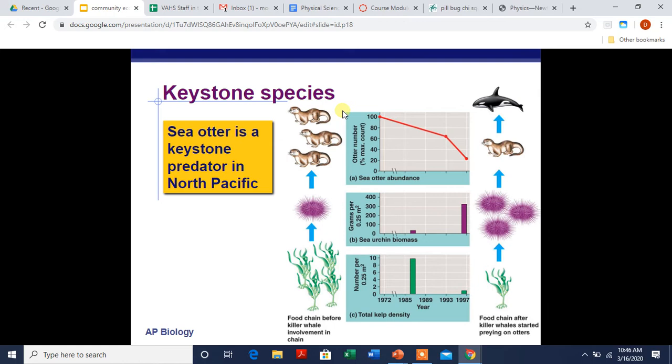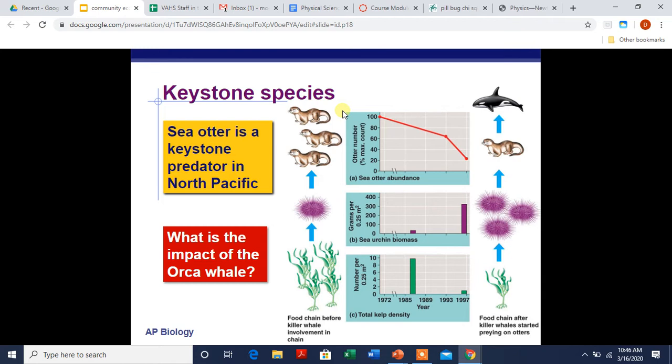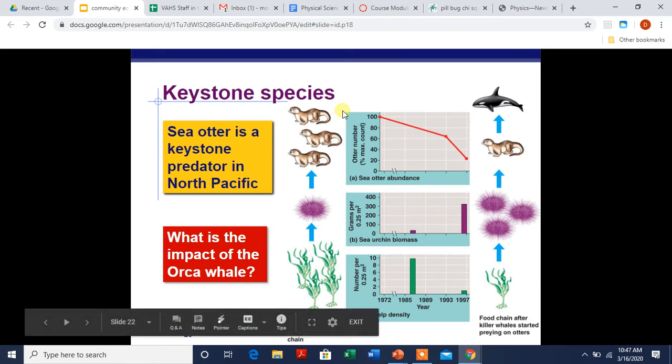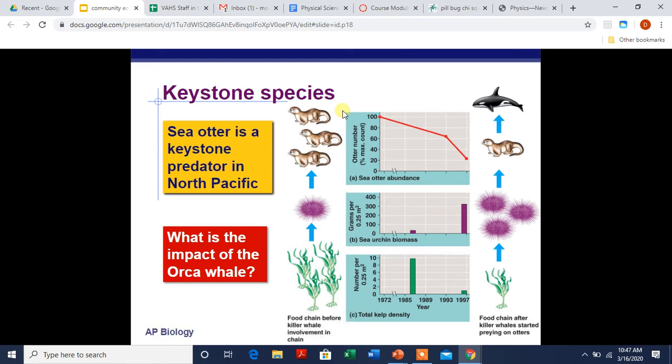Sea otters are another keystone predator in the North Pacific. They have a regulatory role on stabilizing the sea urchin and the kelp populations. As soon as, for example, the orca whale population would grow too big and kill off too many of the sea otters, we would get a sea urchin and kelp biomass that would be highly unstable.